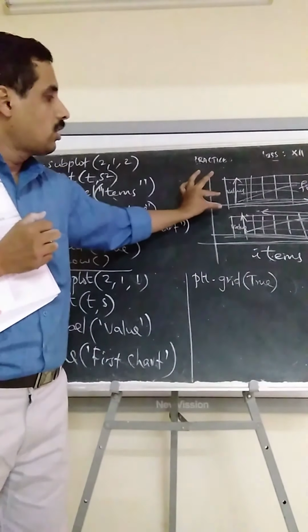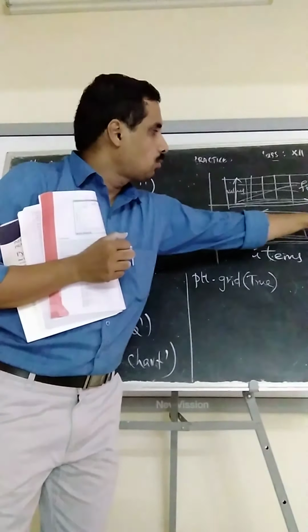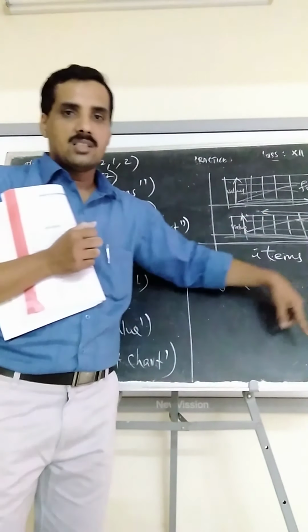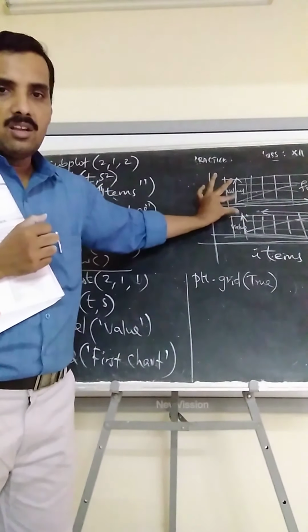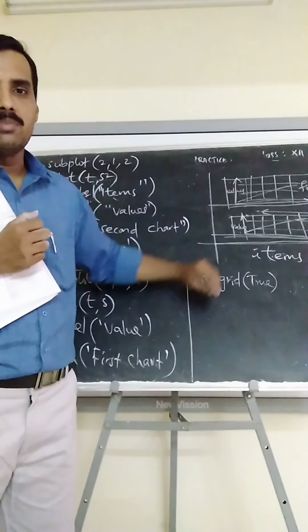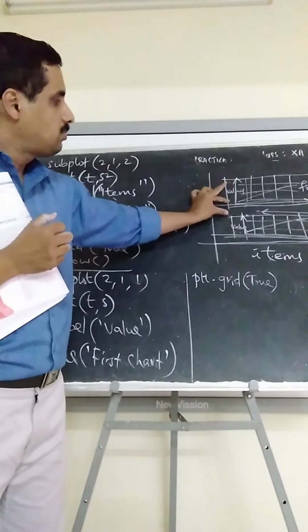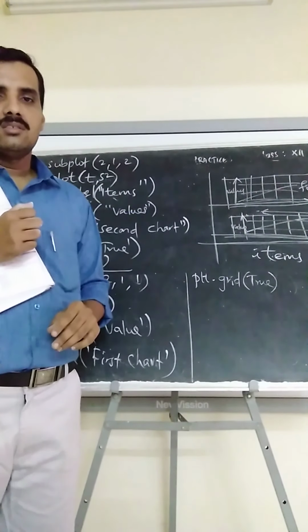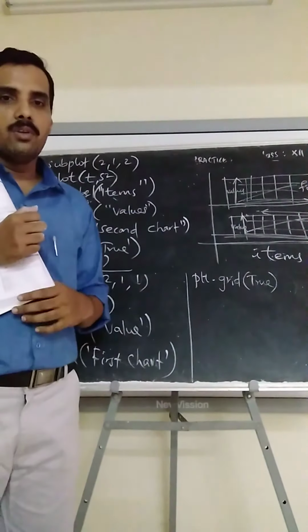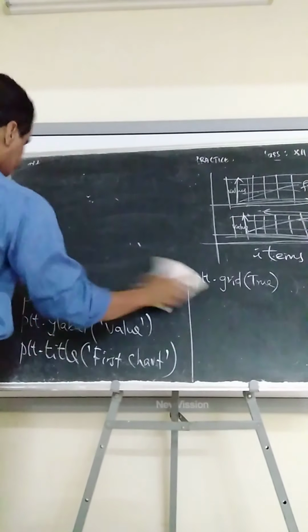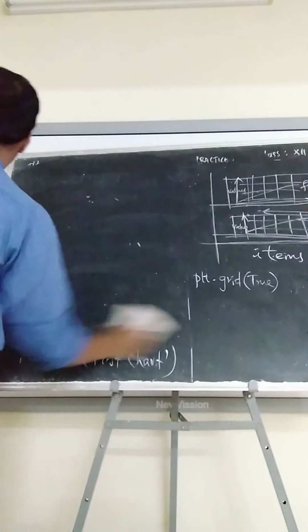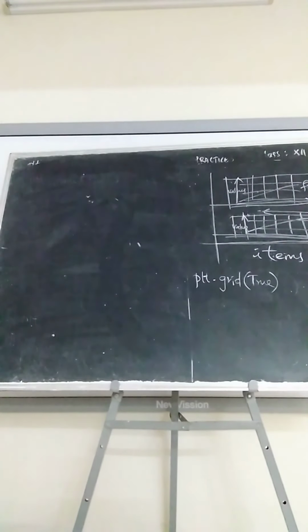So what will happen if you don't give that? This second chart, what you have written as second chart here, will not be visible. It will become very close. These two charts will be very close. The space between these two charts will be very less. So in order to avoid that, we will be using a statement. That is the next one, to plot two lines in two different views of the same window by adjusting space.